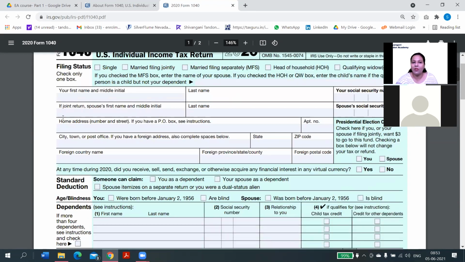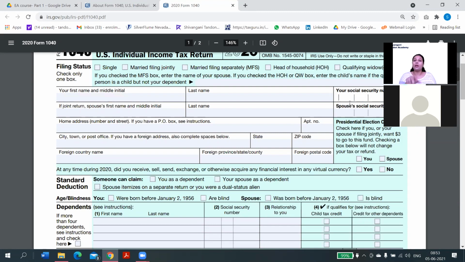Next is general information. We have to provide the client name and their SSN. SSN is very much important. SSN is very similar to the PAN card number in India. Like when we want to file the return, we have a PAN card number. So in US, we have SSN, Social Security number. You must have SSN when you're filing the return.